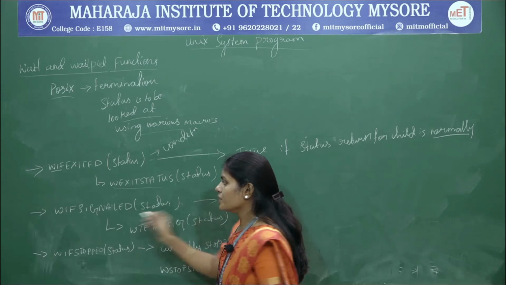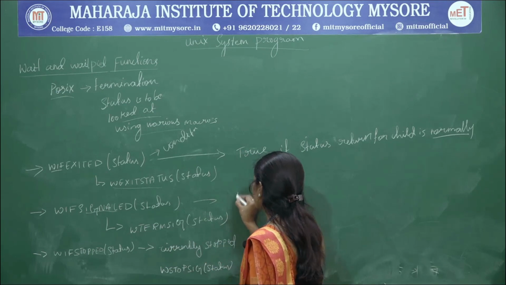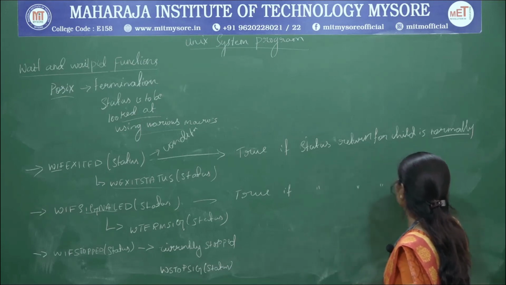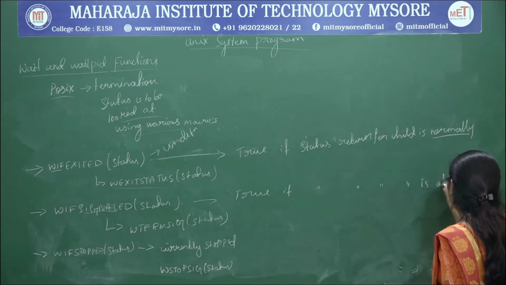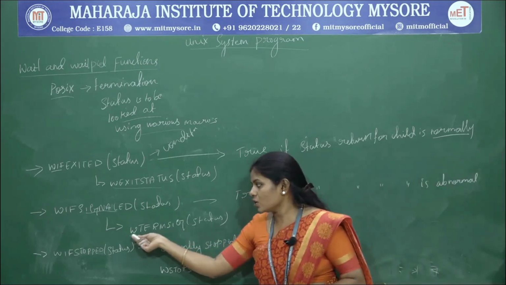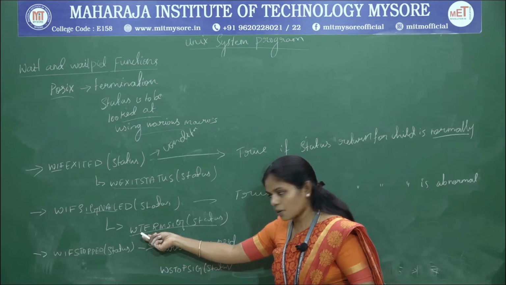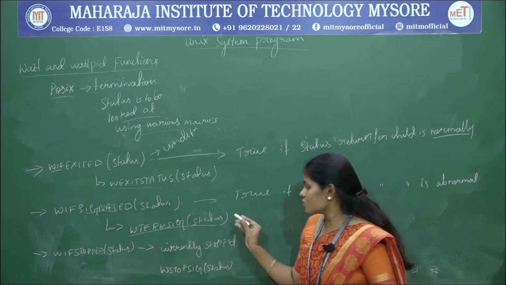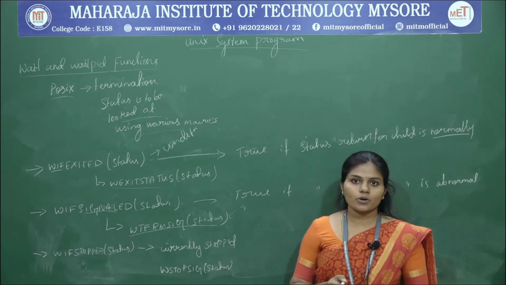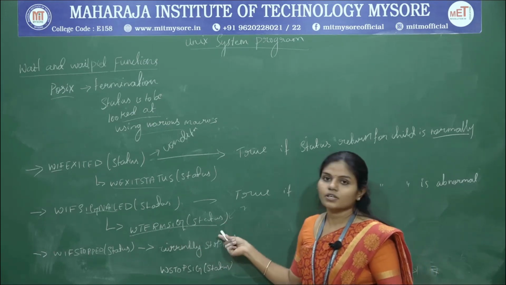Next, WIFSIGNALED indicates that it is going to return the value true if the status returned for the child is abnormal. To get the status information for that, we make use of WTERMSIG. It fetches the actual status value, whether it is a 7 or 8, some value it is going to return by using this function.